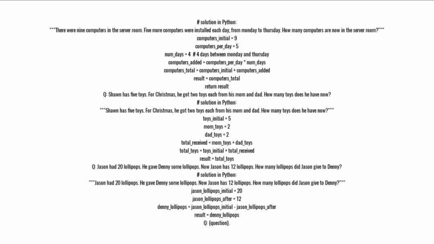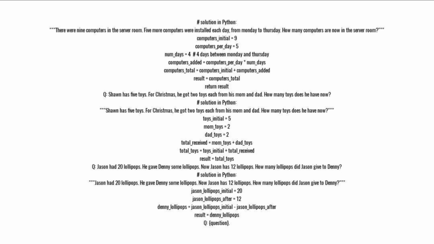Question: Sean has 5 toys. For Christmas, he got 2 toys each from his mom and dad. How many toys does he have now? # solution in Python. Sean has 5 toys. For Christmas, he got 2 toys each from his mom and dad. How many toys does he have now? toys_initial = 5. mom_toys = 2. dad_toys = 2. total_received = mom_toys + dad_toys. total_toys = toys_initial + total_received. result = total_toys.